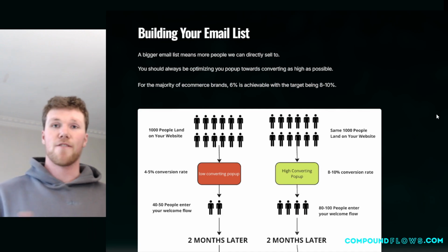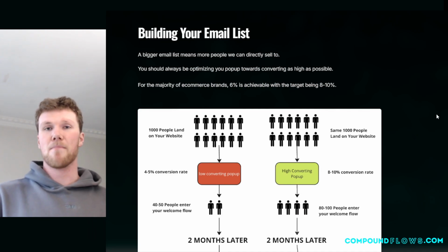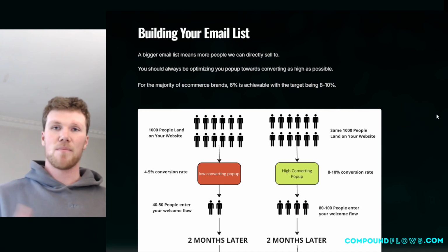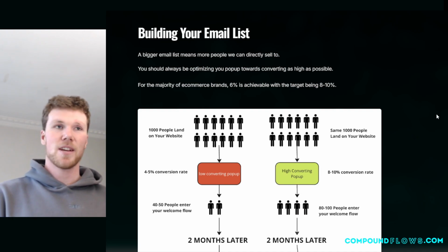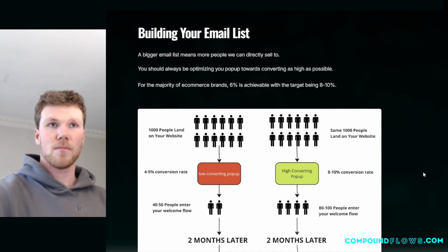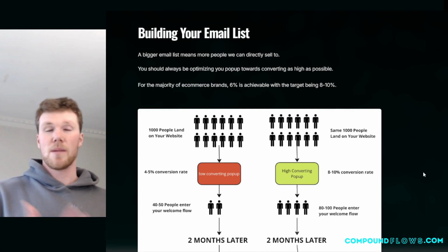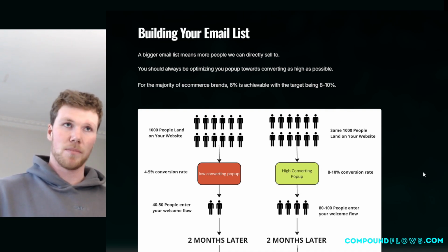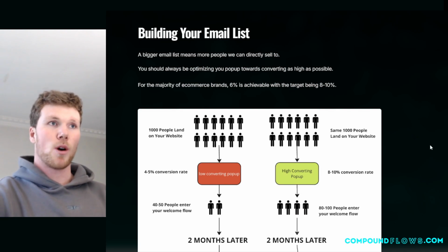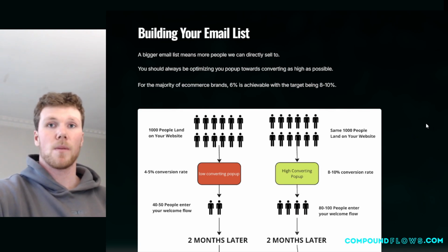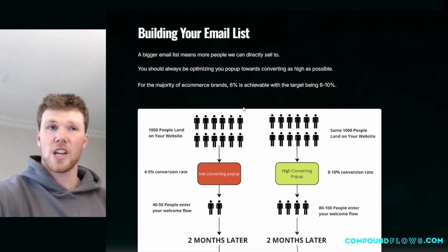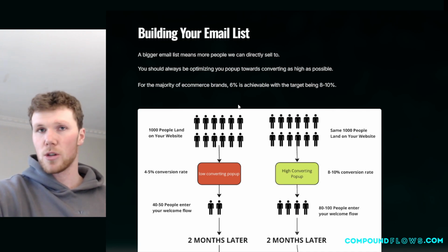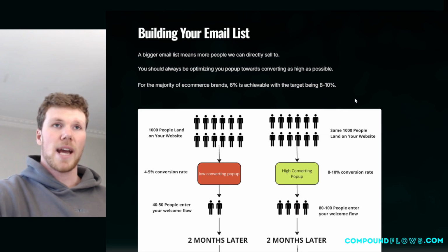Okay, first thing you want to start doing is building a big email list. Now, it may be obvious, but the more people you can send to, the more sales you're going to be able to generate. So what you really want to be focusing on, at least from the email marketing side of things, obviously you want to be getting your traffic as high as possible, but you really want to start optimizing your pop-up KPIs. 6% is pretty achievable in general for the majority of e-commerce brands, with 8 to 10% really being the target.